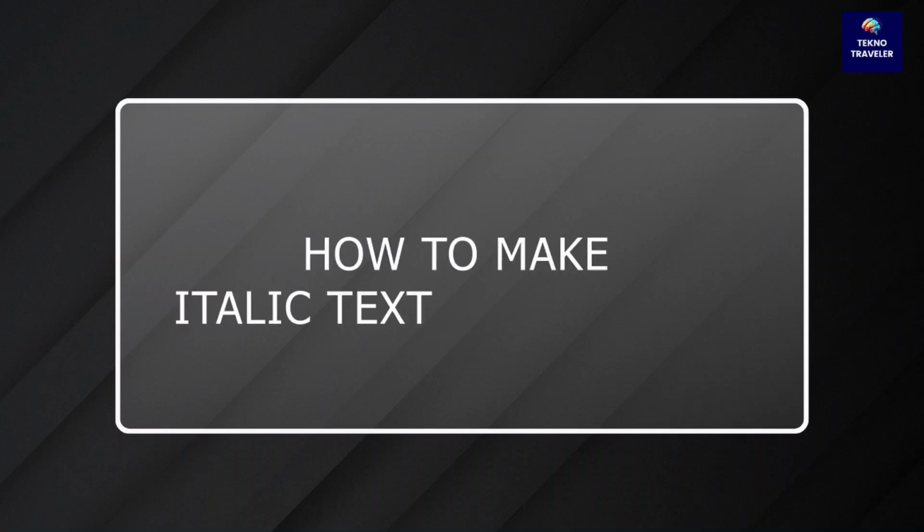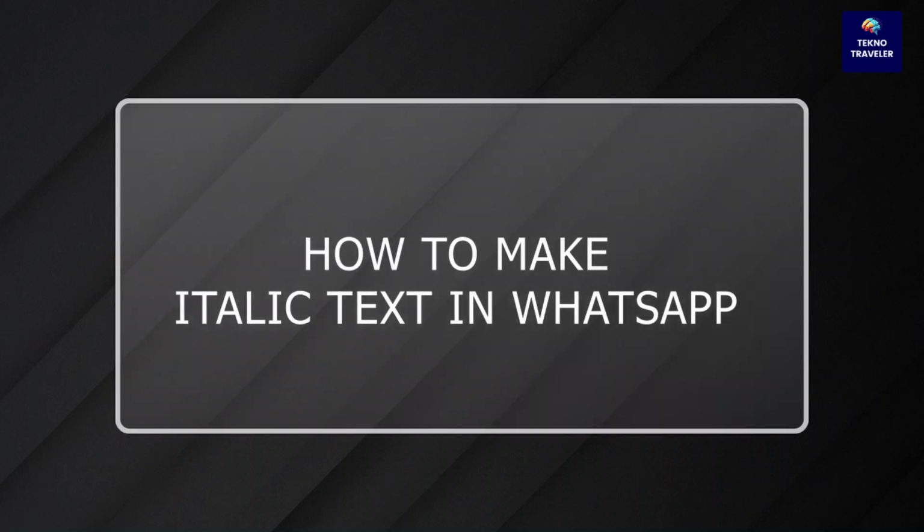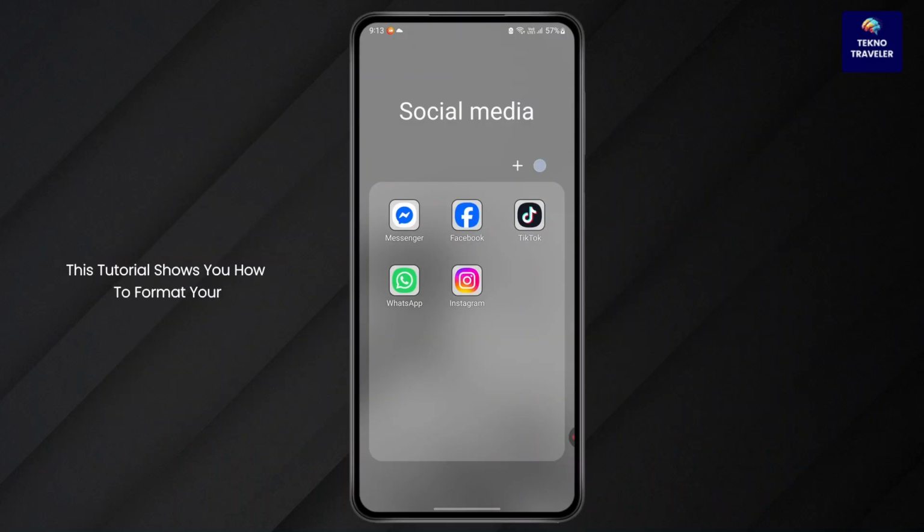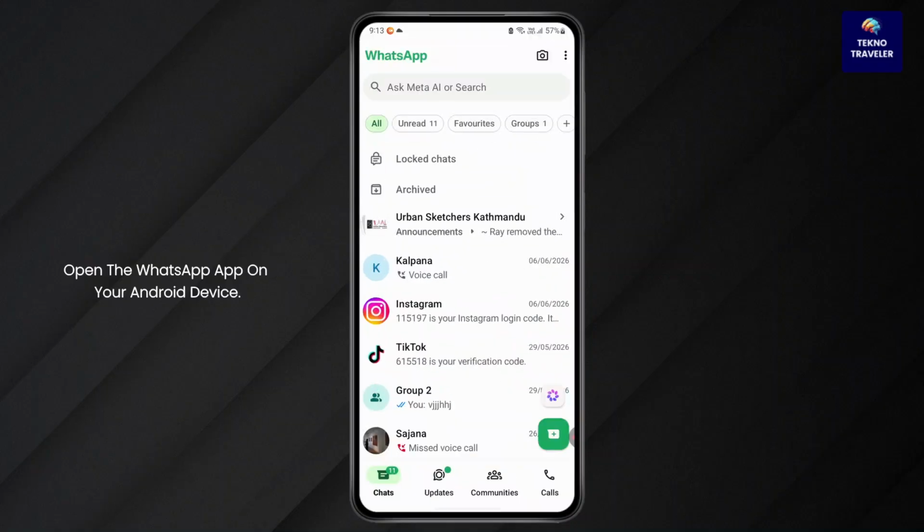How to make italic text in WhatsApp on Android. This tutorial shows you how to format your messages with italics quickly and easily. First, open the WhatsApp app on your Android device. After that, open the chat where you want to send an italic message.